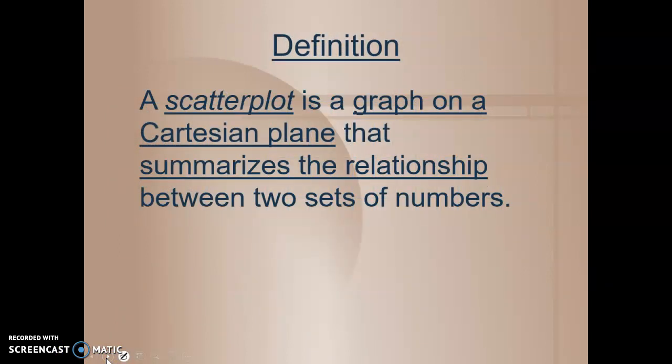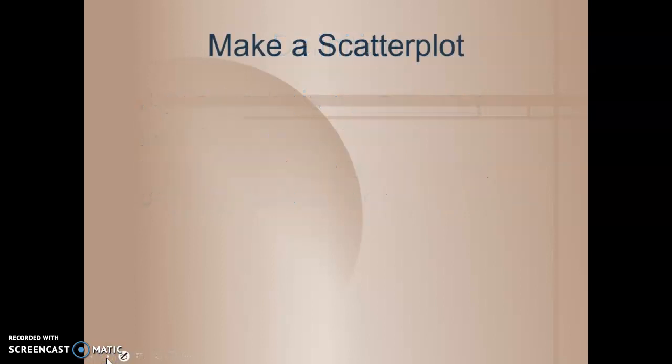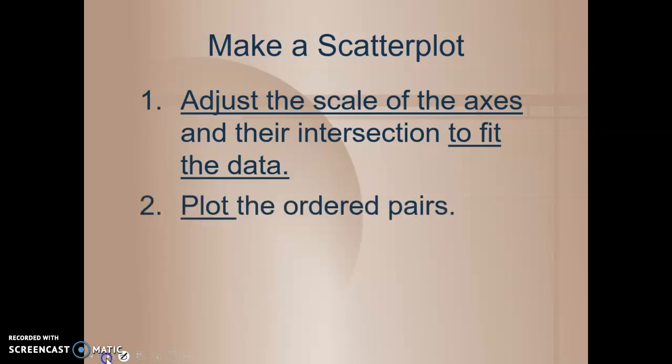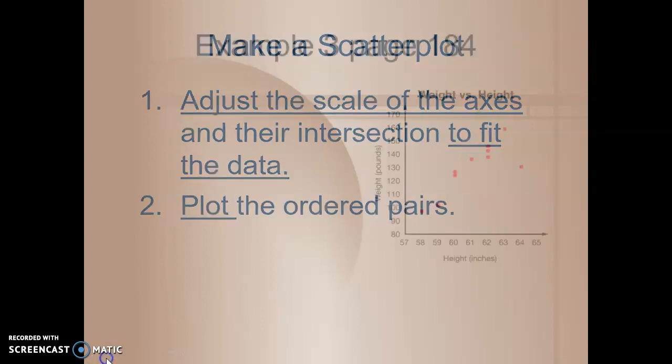A scatter plot is a graph on a Cartesian plane that summarizes the relationship between two sets of numbers. So this is our last task for today. Let's go ahead and make a scatter plot. When making a scatter plot, we want to adjust the scale of the axes and their intersection to fit the data. We're not going to start at 0, 1, 2, 3 if we're, say, measuring temperatures during the summer. If we did, our graph would have to be pretty big. We're then going to plot the ordered pairs after we've adjusted the axes.